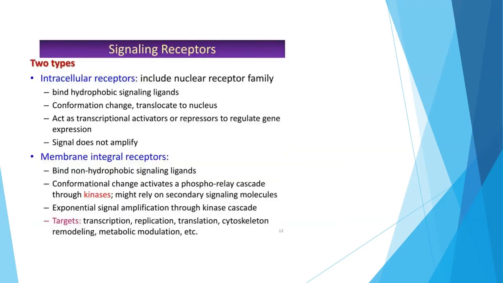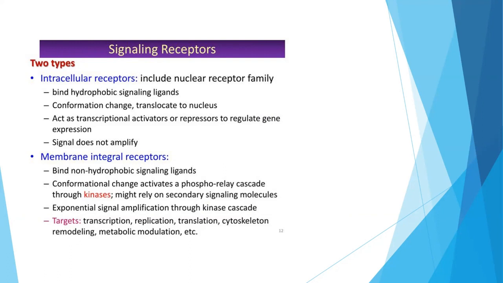So there are some signaling molecules, so there should be some signaling receptors too. There are two main types of signaling receptors: intracellular receptors and membrane integral receptors. The intracellular receptors include the nuclear receptor family, and they bind the hydrophobic signaling ligands. The conformational change causes them to translocate to the nucleus, where they act as transcriptional activators or repressors to regulate gene expression, and the signal does not amplify.